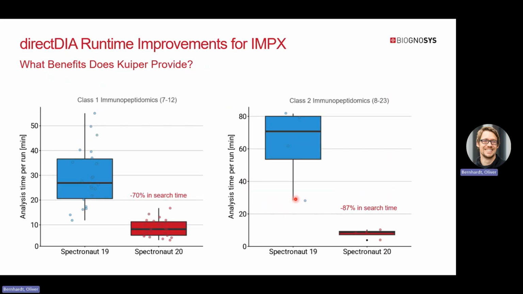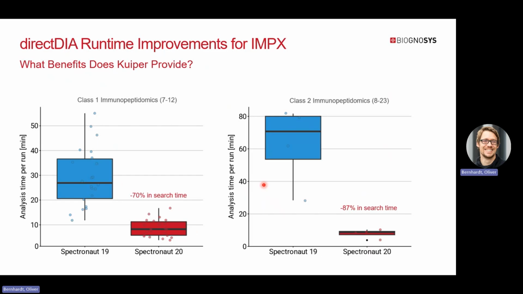In terms of runtime improvements, they are quite staggering, in my opinion. You can see here, for example, for a class 1 immunopeptidomics search space, 7 to 12 in length, that we already reduce search time by roughly 70%. We're now able to do a full directDIA search, start to finish, including all steps like file pre-processing and post-processing steps. We can do this now in about 8 minutes per DIA file for immunopeptidomics class 1, which is a 70% reduction in search time.